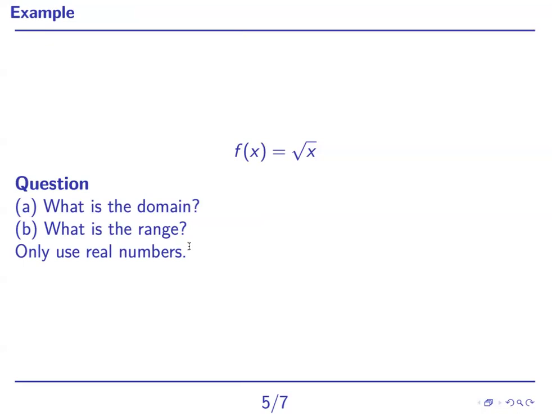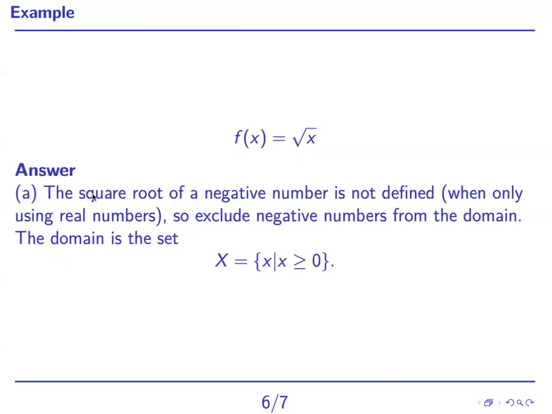Okay, so what is the domain? Here's the answer. The square root of a negative number is not defined because we're only using real numbers. So we need to exclude negative numbers from the domain. And this is how you can write the domain in set notation. The curly braces indicate that we're talking about a set. So this capital X is equal to a set. And we can specify what values of x can be used.